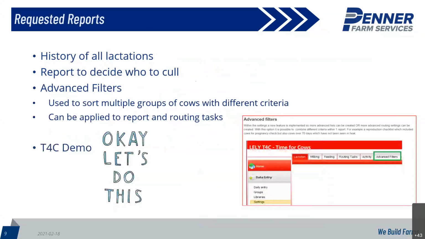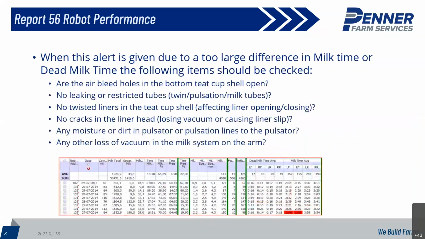Now, once you find a problem, give the robot a bit of time to even out again. This is an average, so even if you fix the problem, this alarm will not disappear right away. It usually takes about 10 cows or so, or a good hour, 2 hours before it averages out and the alarm will disappear. Okay, next one, please.